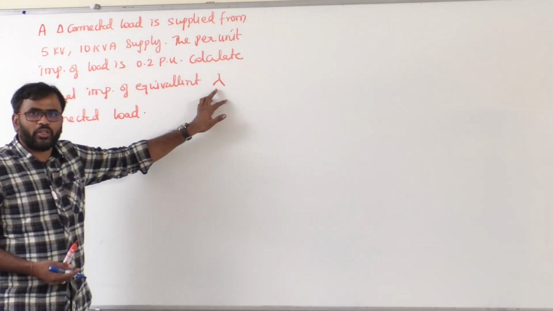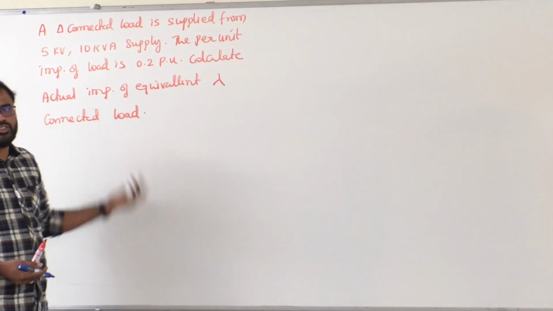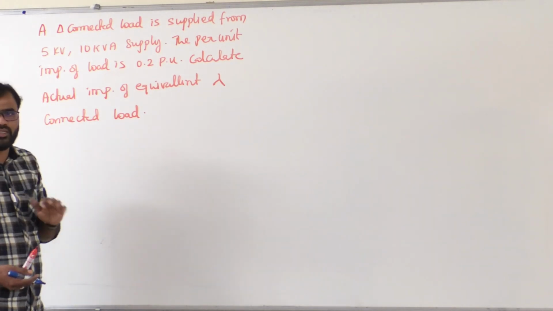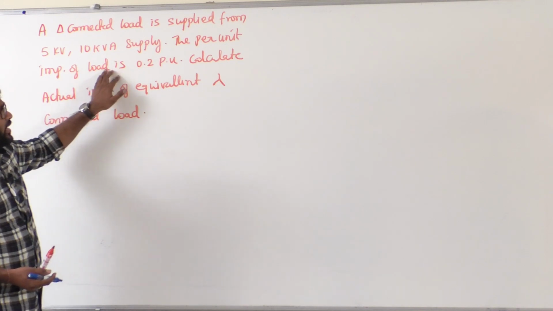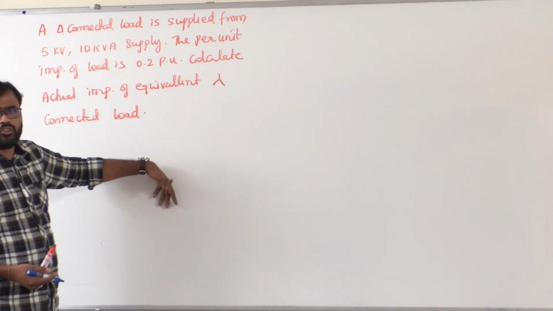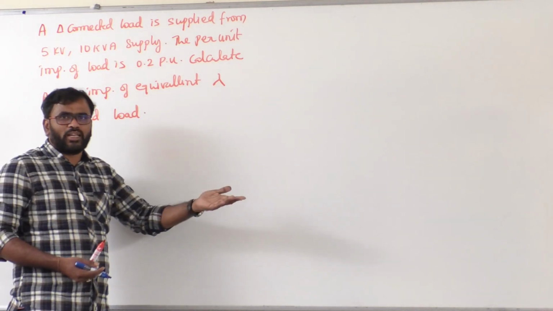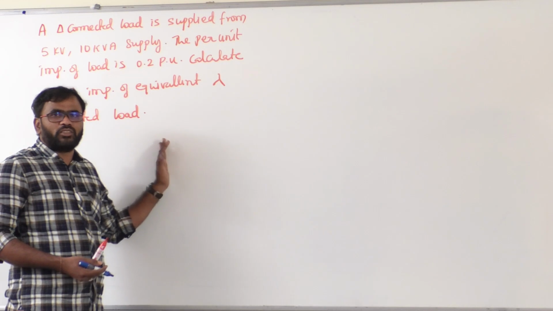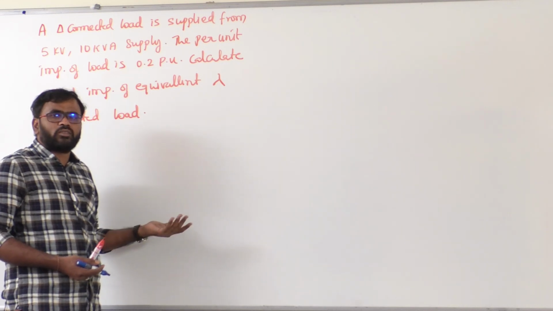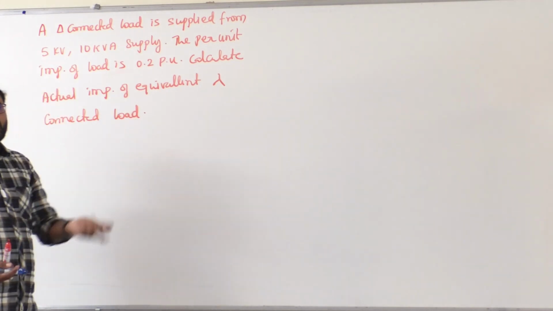So we know the Z star per unit is also 0.2. Then after that, multiply that with Z base. That is one method. The second method is to calculate the actual value of Z delta and divide that by 3, so we get Z star. Clear? Using star delta transformation, if the delta impedance is Z, the star impedance is Z by 3. Simple way. We will go with both methods.